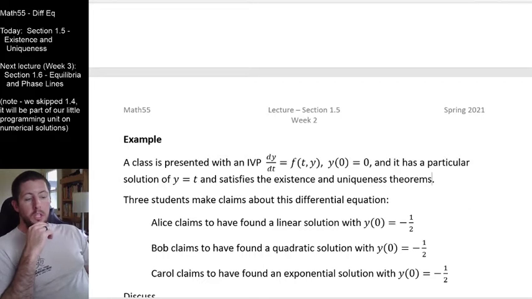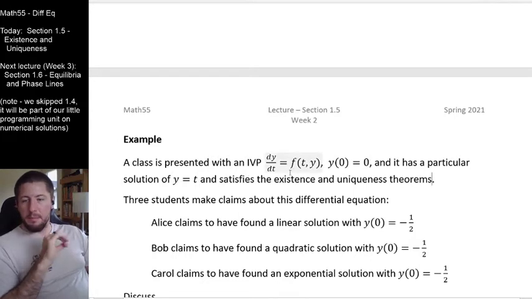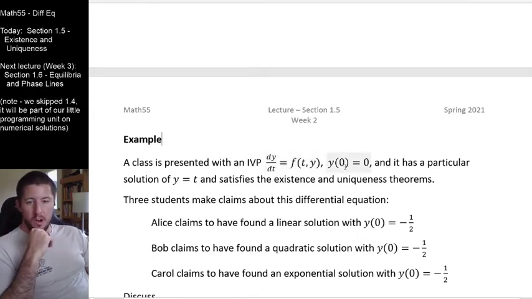Right? So, what I'm saying to you is that this y equals t is in a sense coming from that previous example, but I'm making this more generic now. I'm not saying that it was that particular differential equation. I'm just saying it's some differential equation. It has that solution y equals t passing through 0, 0 right there, and it satisfies the existence and uniqueness, right?